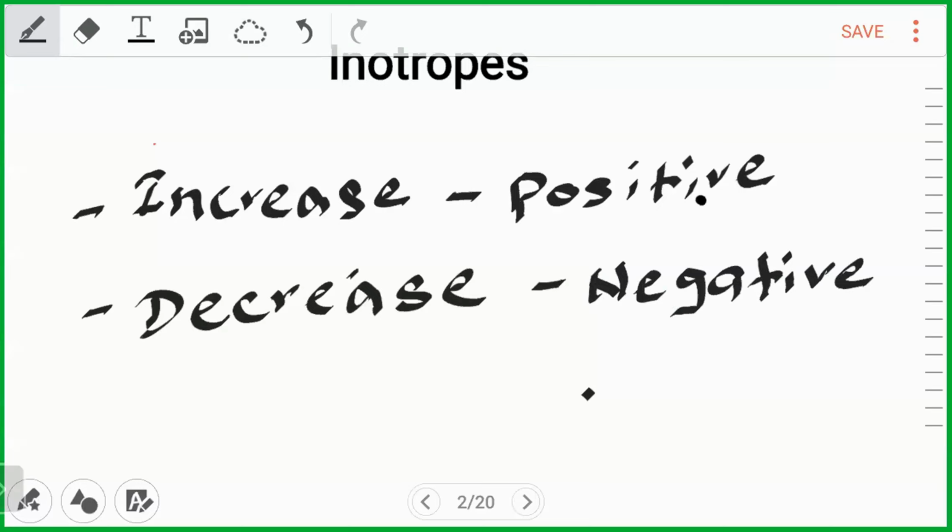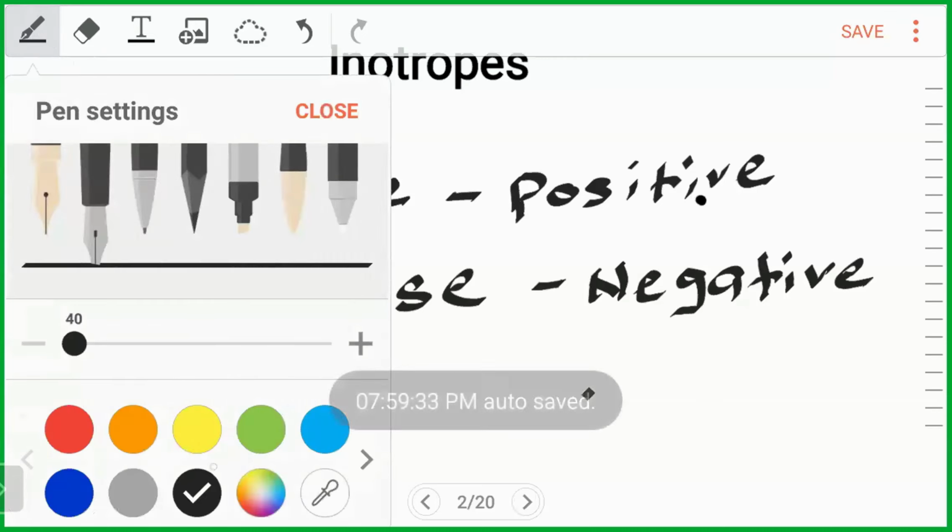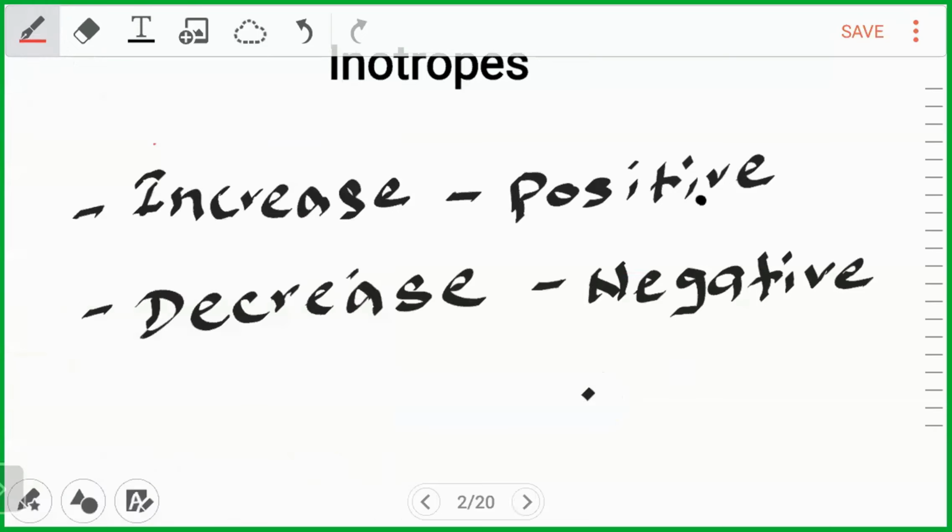So what happens when the contraction is either decreased or increased? What happens to our heart? Let's think about when the contraction is increased or decreased. What happens to the stroke volume? Does it affect the stroke volume? Stroke volume means the blood volume that comes out from the heart in one particular heart contraction. Is it affected? Two answers there, one is yes, one is no.